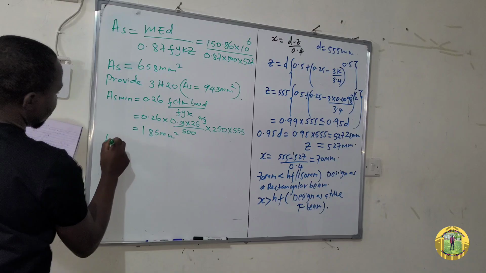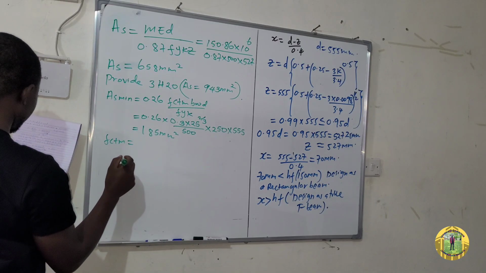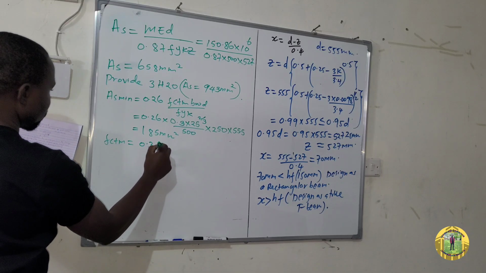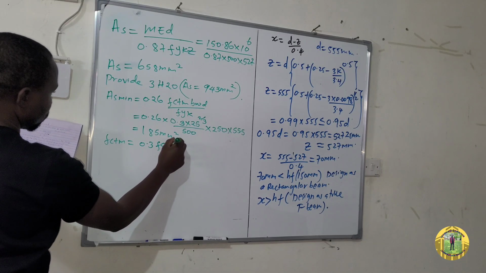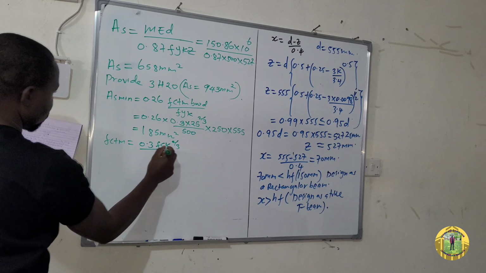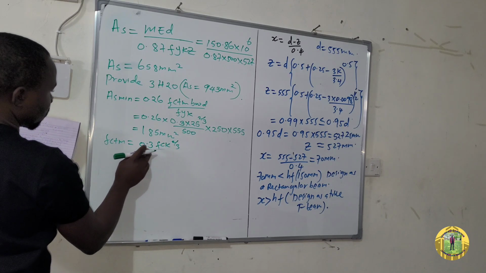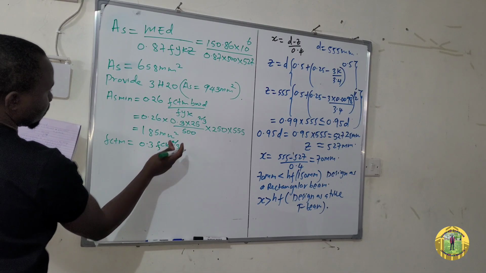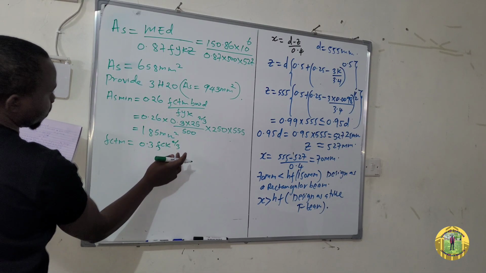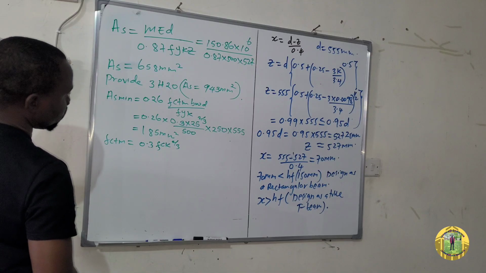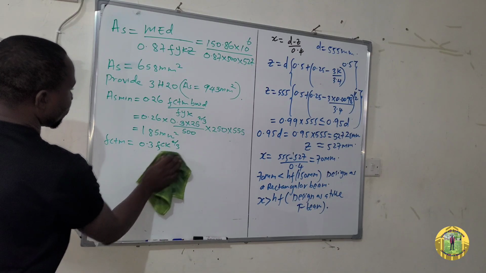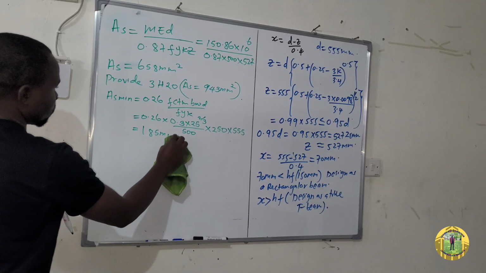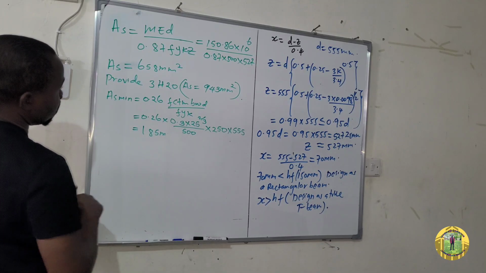And remember, FCTM is given by this formula, 0.3 FCK 2 over 3. Yes, it is given by this formula. FCK, which is here, 0.3 times 25 raised to the power 2 over 3. Millimeter square.